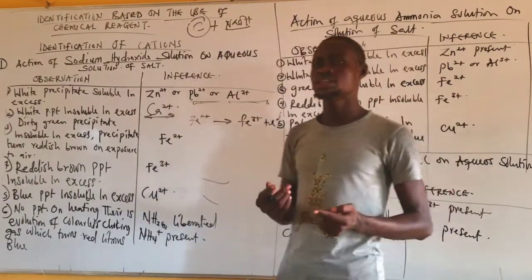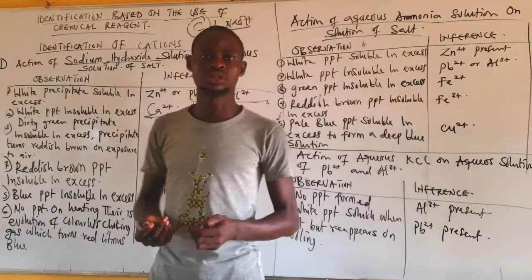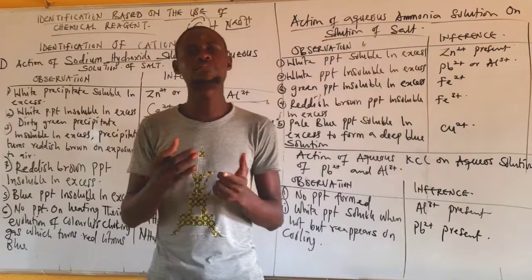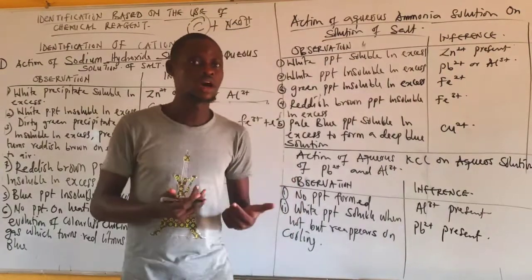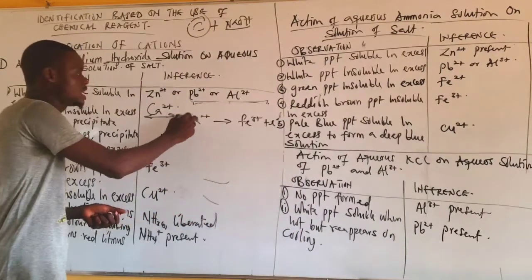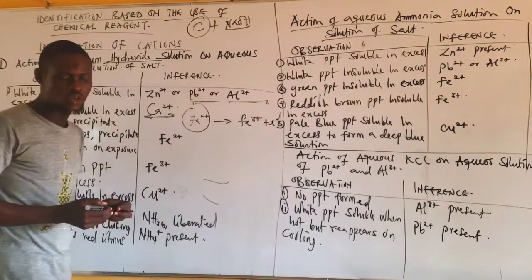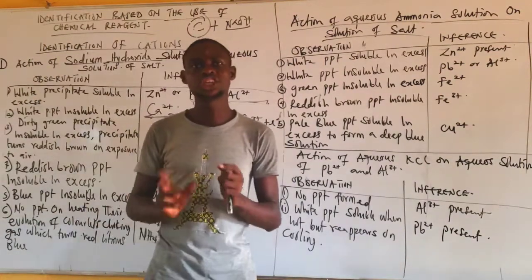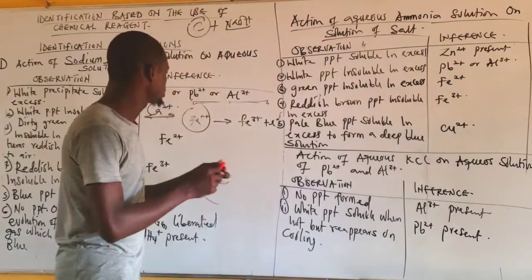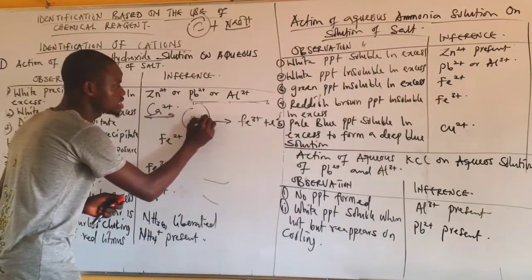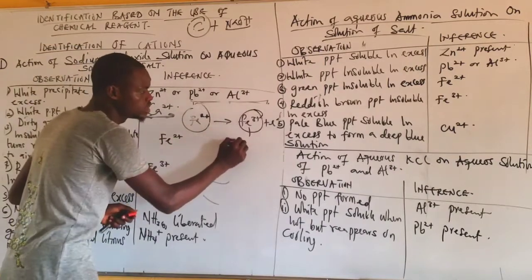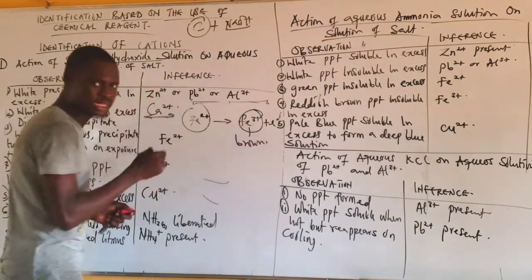If you look at oxidation and reduction in chemistry, oxidation simply means the loss of electron, while reduction is simply the gain of electron. Now, when iron 2 ion is exposed to air, it tends to lose an electron. When it loses an electron, it becomes iron 3 immediately. Now, the color of iron 3 ion is that brownish solution.